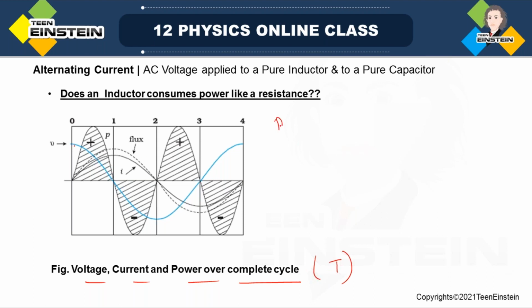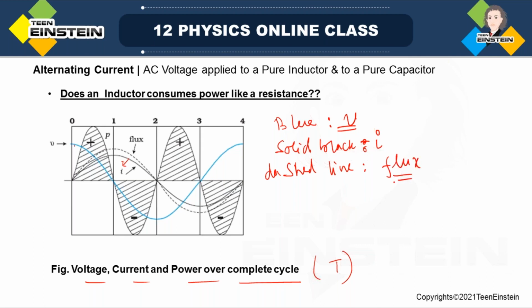Look, this blue curve represents the voltage, the instantaneous voltage, so voltage at an instant. Then the solid black one is representing the instantaneous current I. And the dashed line is actually the instantaneous flux.